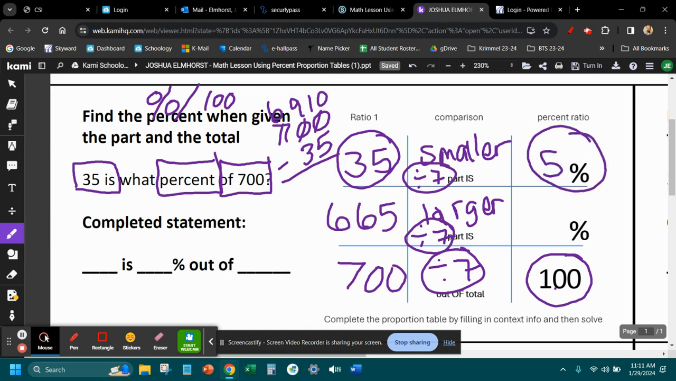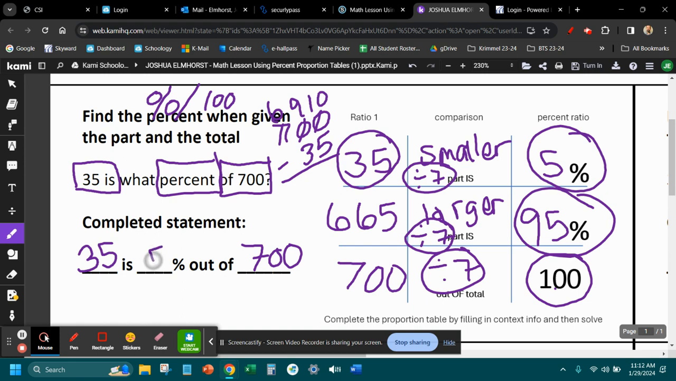And 665, we could do the math, but what's 100 minus 5? So 5% and 95% would give us the 100%. So we go back to the statement here: 35 is what percent out of 700? Solving, 35 is 5% out of 700.